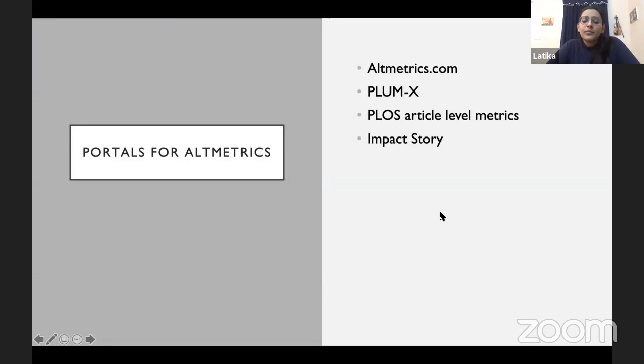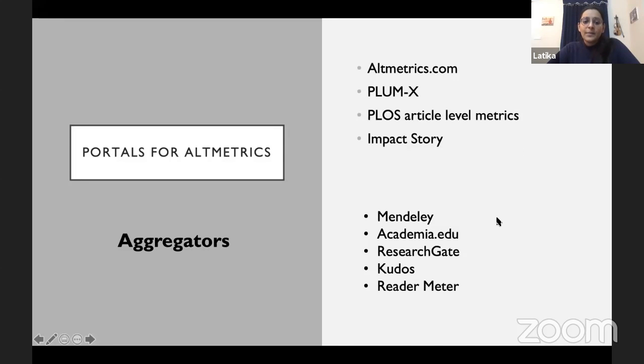So altmetrics, there are various portals. Most common is altmetrics.com, which is popular, and we'll talk about it at greater length. But then there are various others like PlumX. Also, you might have heard of the PLOS journals. So this journal group also provides article level metrics specifically for the articles published on their platform. So this has been there for quite a while, but then it's specific to this publisher group. And then Impact Story, which I mentioned.